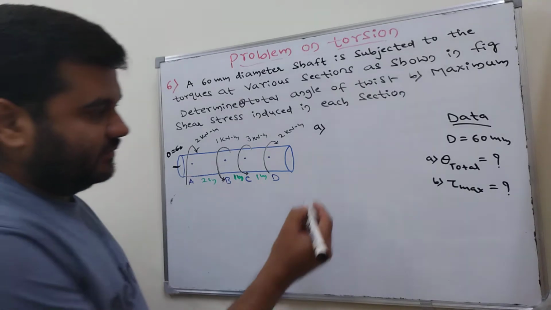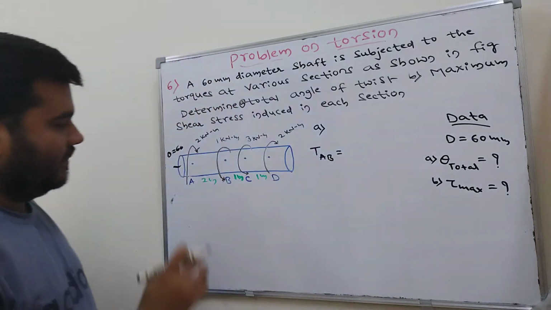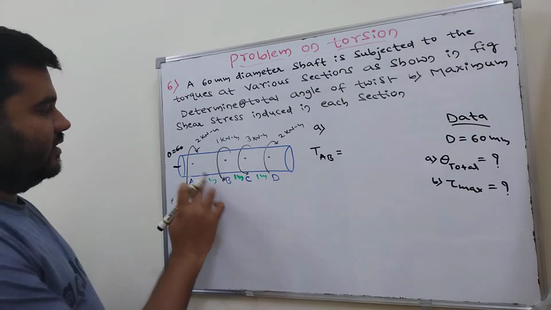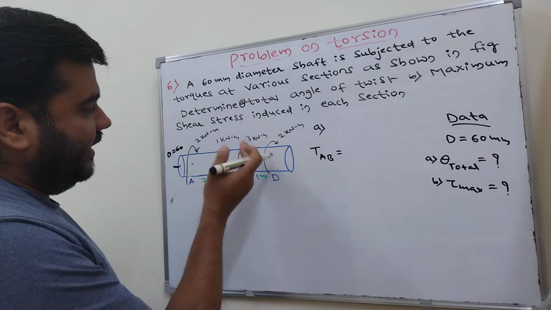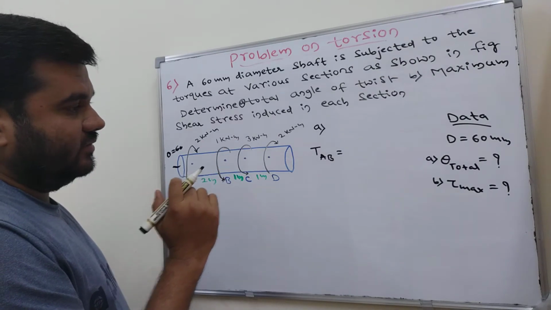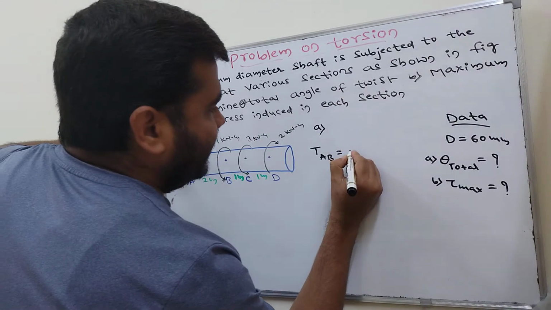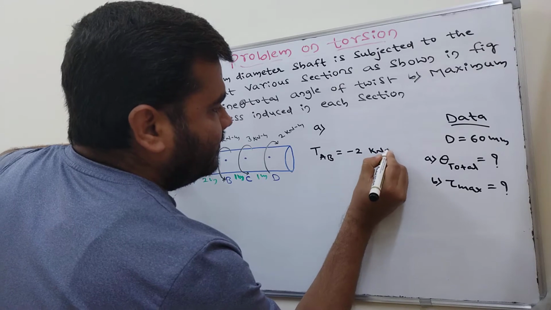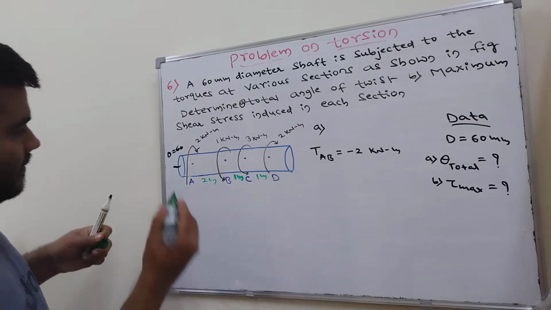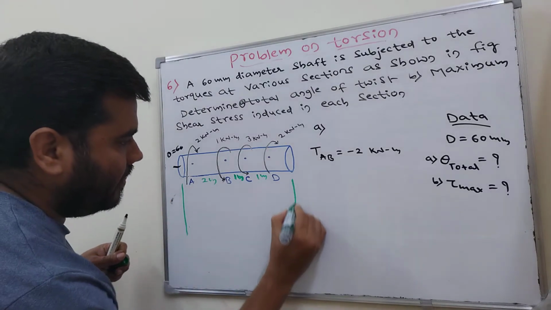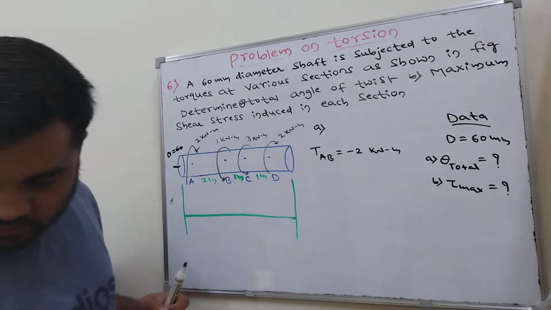First, the torque at portion AB. This is AB, right? This is clockwise and this is anti-clockwise. Clockwise we will take as negative, and anti-clockwise we will take as positive. This is 2 kilonewton meter, it is clockwise, so I'll take it as minus 2 kilonewton meter. If I draw the diagram from here to here, this is the reference line. So minus 2 kilonewton meter.